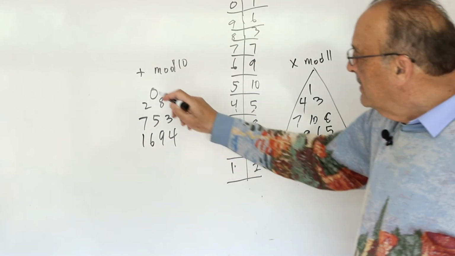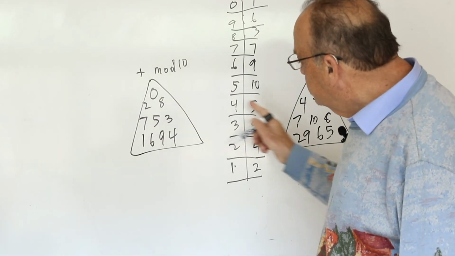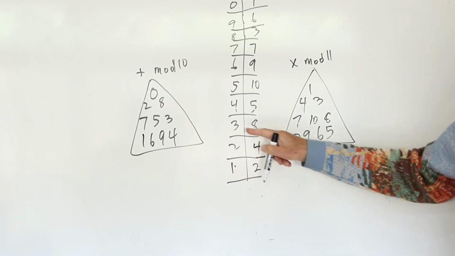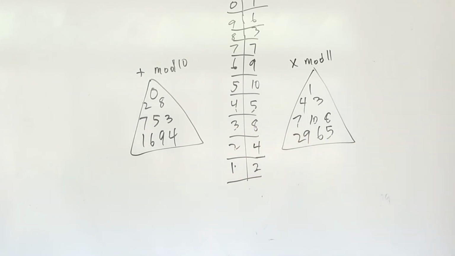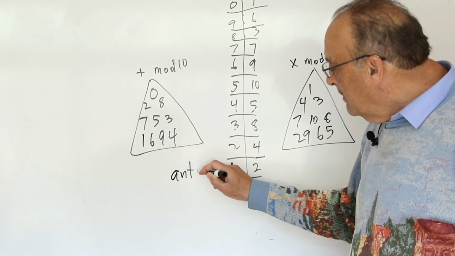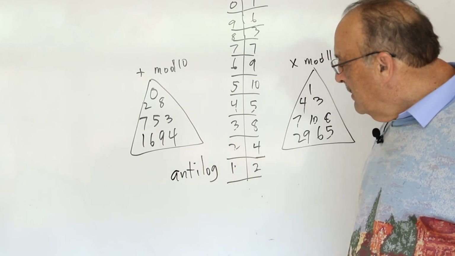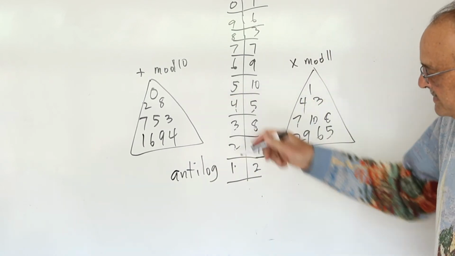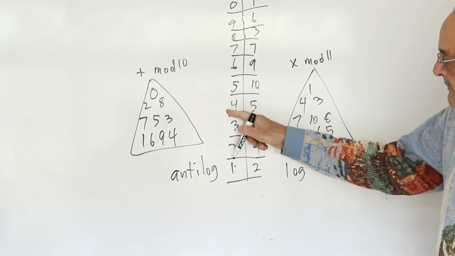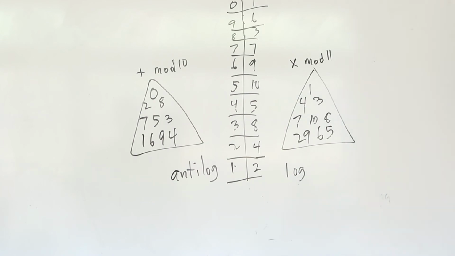So these two solutions are identified with each other. And we can call this a function, when you have an input, output, input, output, input, output. And this function has a name. It's called the anti-log. Okay, so when you're going the other direction, it's called the log. So the log of 5 is 4. The anti-log of 4 is 5. And log stands for logarithm. So we're working with discrete logarithms.